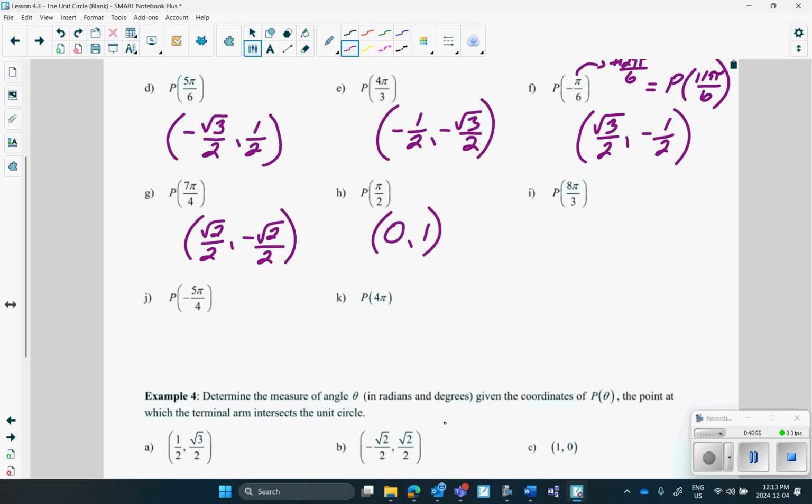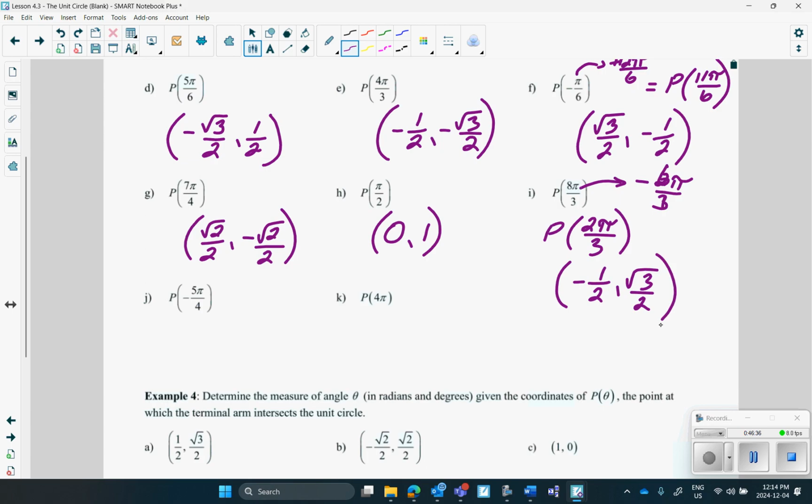This one's not on the unit circle. It's too big, which means I got to take away a 2 pi. But I want to express 2 pi as a fraction over 3. So I'm going to take away 2 pi, which as a fraction over 3 is the same as 6 pi over 3. So 8 pi over 3 minus 6 pi over 3 gives me 2 pi over 3, which is on the unit circle. Negative 1 over 2, root 3 over 2. Excellent.